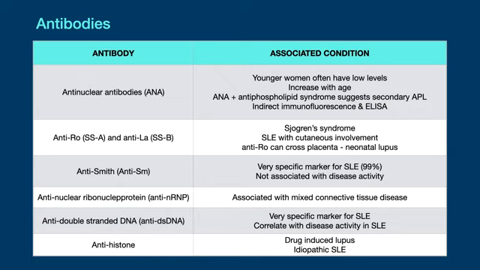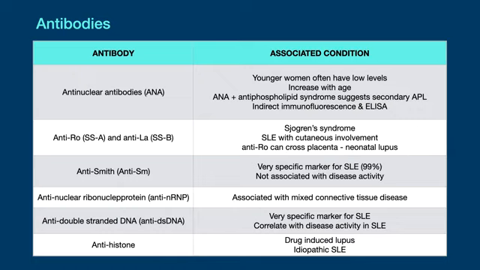Anti-Ro and anti-La antibodies are seen in Sjogren's syndrome and SLE with cutaneous involvement. Anti-Ro can cross the placenta, causing neonatal lupus. Anti-Smith antibody is a very specific marker for SLE and it's not associated with disease activity.